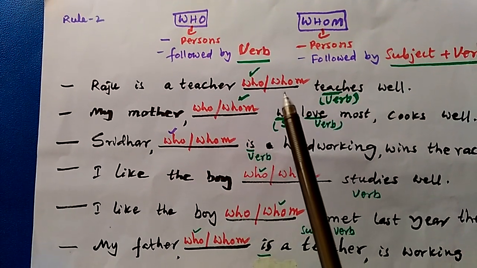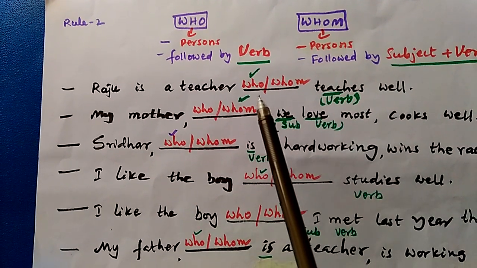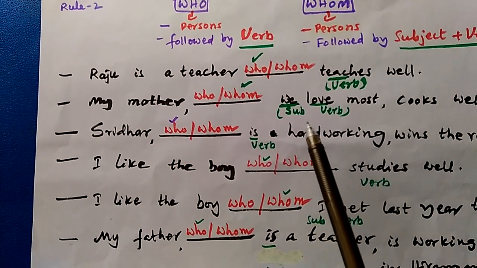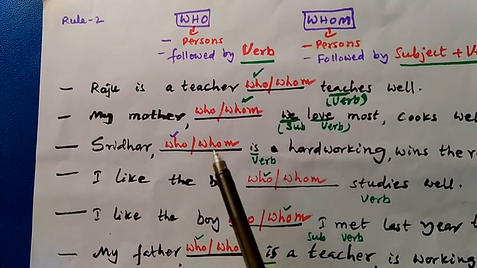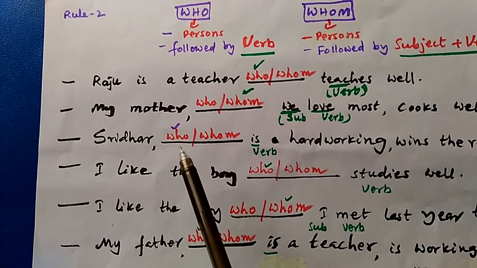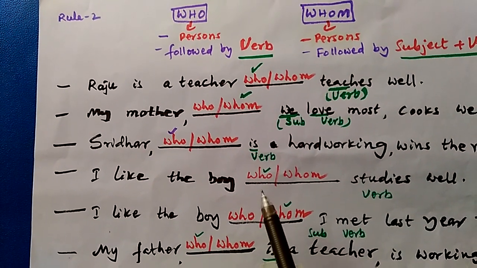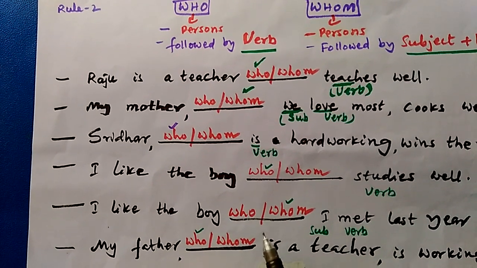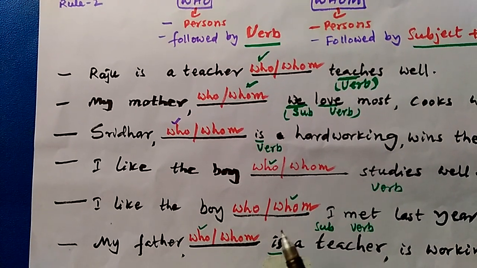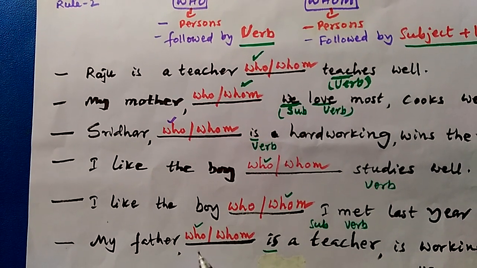Look at this example. Here the blank is followed by a verb, so we prefer to use who. Here this blank is followed by subject plus verb, so we prefer to use whom. Here the blank is followed by a verb, so we prefer to use who. Here the blank is followed by a verb, so we prefer to use who. Here the blank is followed by subject plus verb, so we use whom. Here the blank is followed by a verb, so we use who.